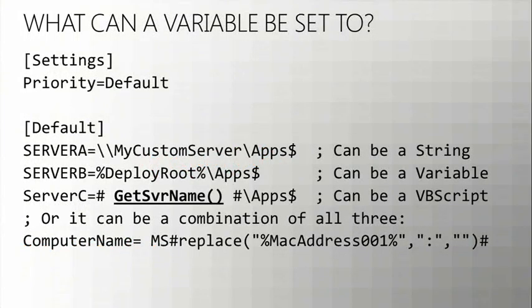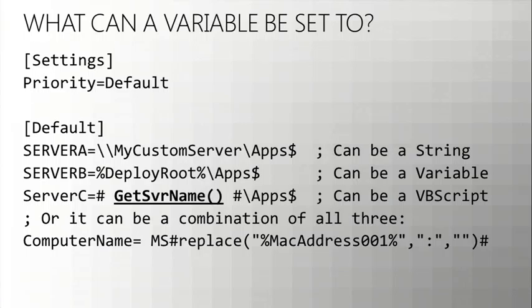What can the variables be set to? Of course, as we just saw on the previous slide, they could be simple strings. But this is where the custom settings in ztigather get a little crazy. It's not just strings, it can also be environment variables. If we define DeploymentRoot, just like in a standard batch script, now we can start expanding out variables. But this is where it also gets really, really weird, because we can also have scripts.